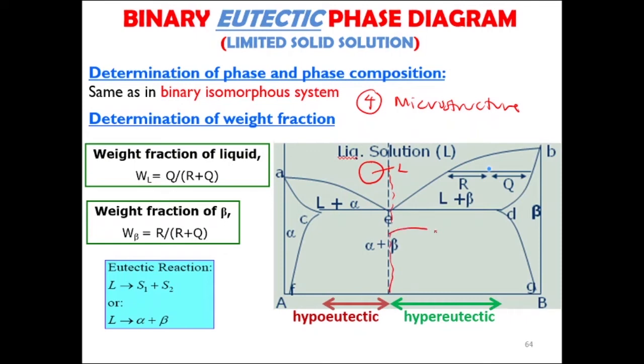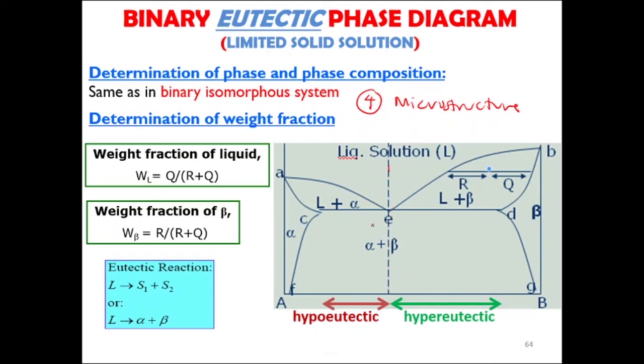over here. It's just the same as you find from no solid solution, where you have grain boundaries and lamellar structure of eutectic alpha and eutectic beta. For microstructure on eutectic point, please watch my video on binary eutectic phase diagram of no solid solution.